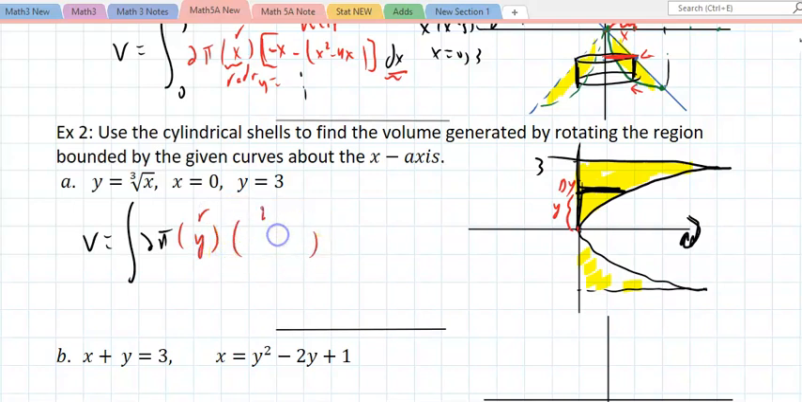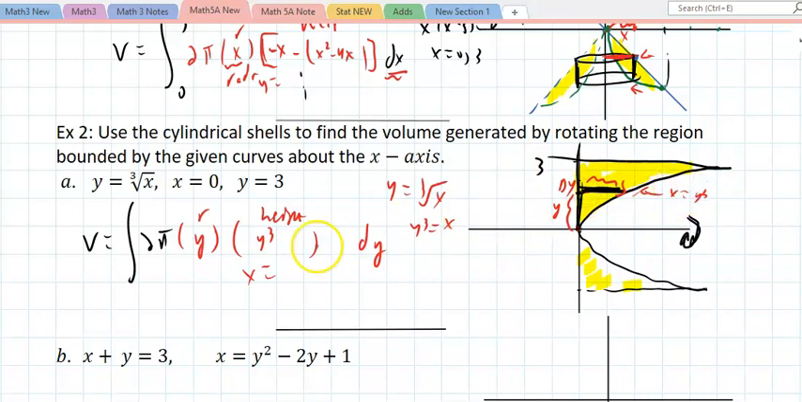And the height is right minus left. The right equation is, so this is a dy. If this is the dy and y equals cube root of x, you want x equals y cubed. y cubed minus 0. And the limits are going to be in terms of y from 0. Where does the cube root of x, oh, that's simple. To 3. I don't have to solve anything in this case. And there it is.